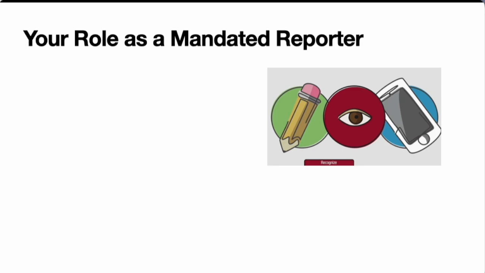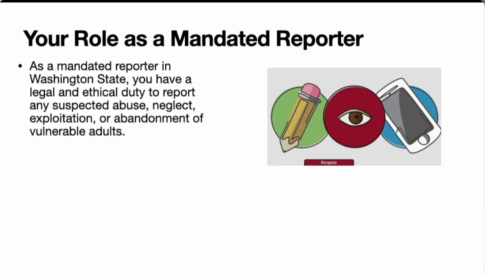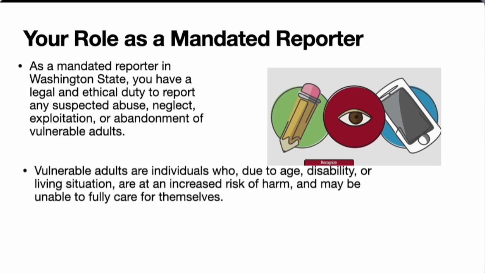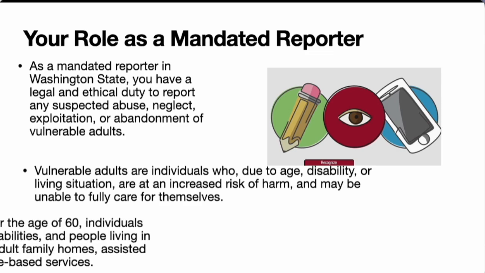Your role as a mandated reporter. As a mandated reporter in Washington State, you have a legal and ethical duty to report any suspected abuse, neglect, exploitation, or abandonment of vulnerable adults. Vulnerable adults are individuals who, due to age, disability, or living situation, are at an increased risk of harm, and may be unable to fully care for themselves.